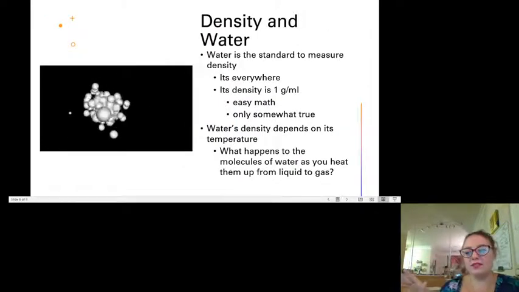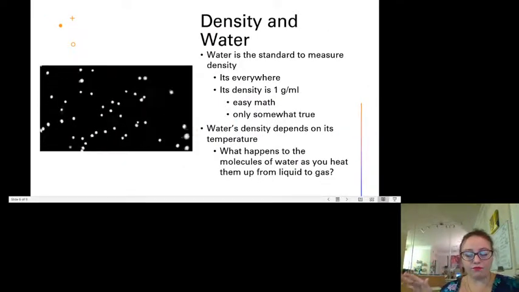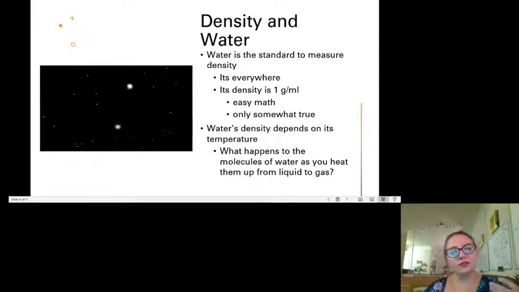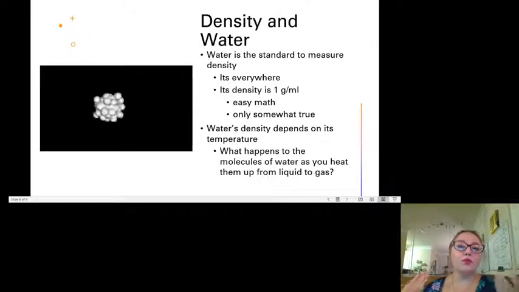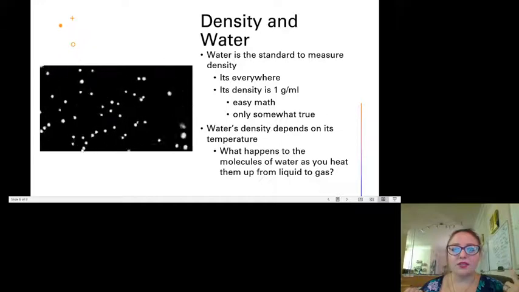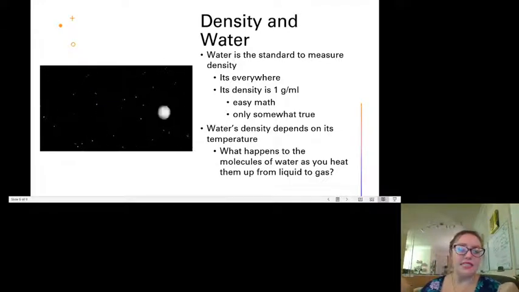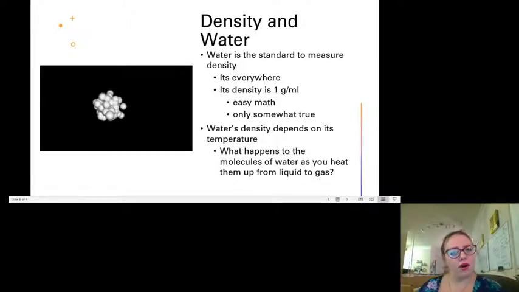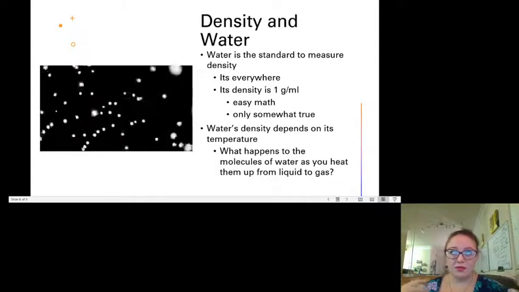So let's continue this talk on water. Water is kind of our standard to measure density. For number one, it's everywhere. And its density is only 1 gram per milliliter or kilogram per liter, and so that makes math easy. But it's kind of only somewhat true because the density of water depends on the temperature. It also kind of depends on what's mixed in the water.